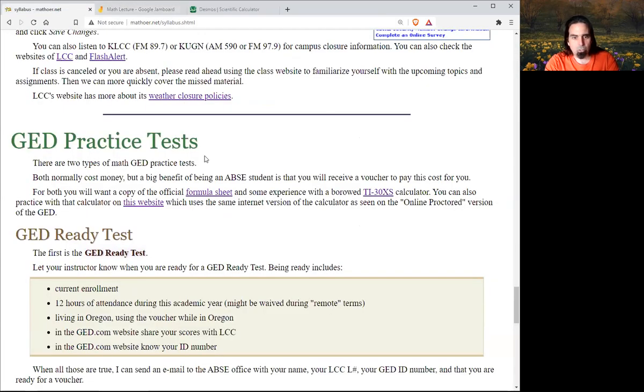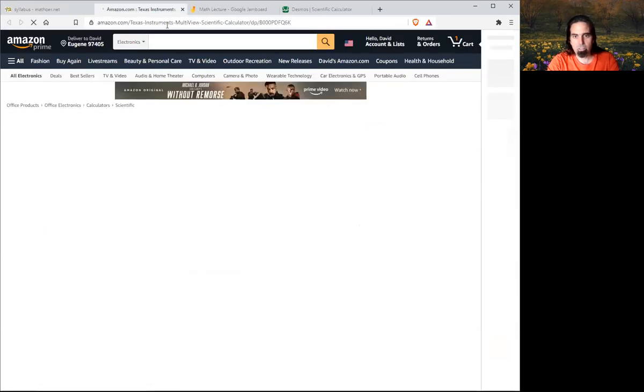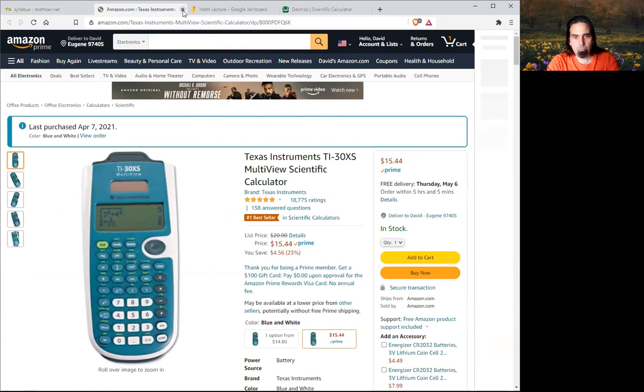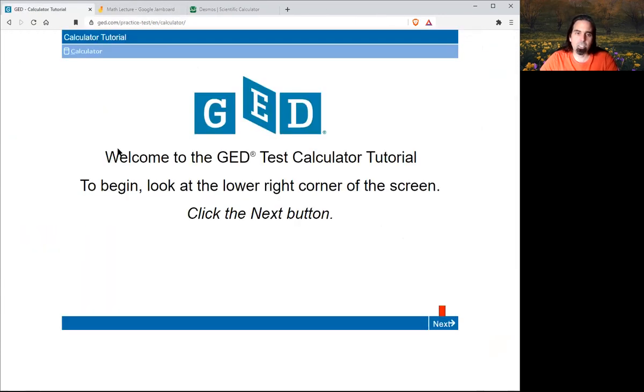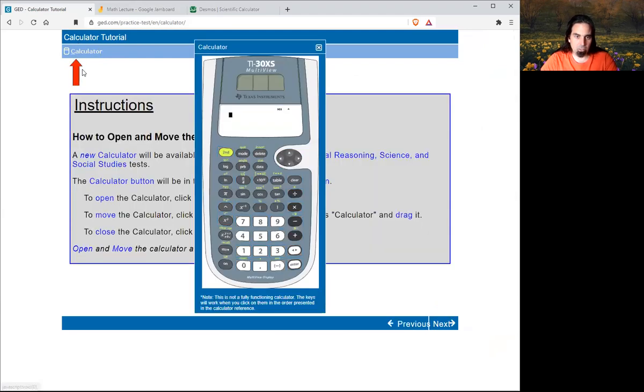Another thing it links to is the calculator. So here is a link to buy the calculator, which I don't recommend. And here is a link to the website that lets you practice using it. So you click up here where it says calculator or next, and it talks about this. You can open this up and try all of these things.